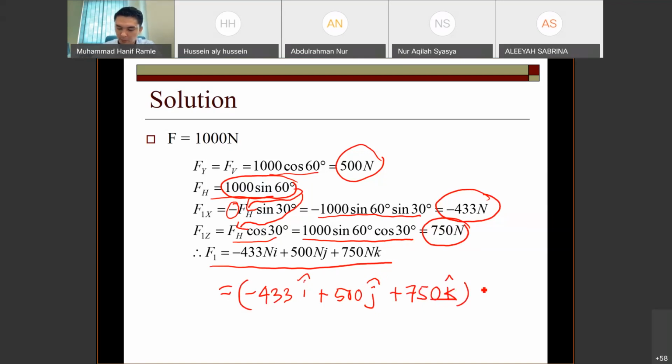Okay, and put the unit in the end of the final answer. Okay, like this. So far so good, is it? Very easy, right?